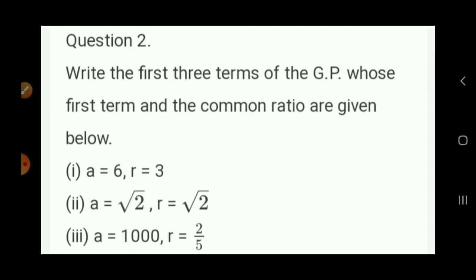Chapter number 2, Numbers and Sequences. Exercise 2.7, Remaining Sums. First question number 2: Write the first three terms of the GP whose first term and common ratio are given. First term and common ratio are given, so find the first three terms. See the first one for solution.